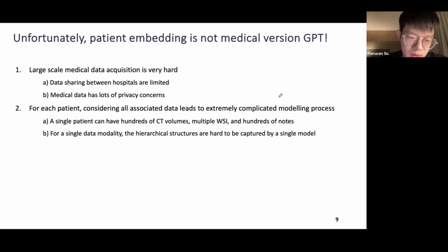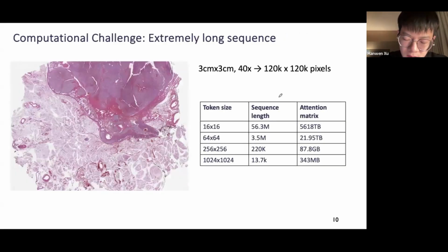And also, even for a single data modality, because of the long sequence problem, the hierarchical structures are intrinsically hard to be captured by a single model. So let's specifically focus on the pathology case. Here is one pathology histology image. It's 3 centimeters by 3 centimeters at 40 times magnification. This image actually contains billions of pixels.